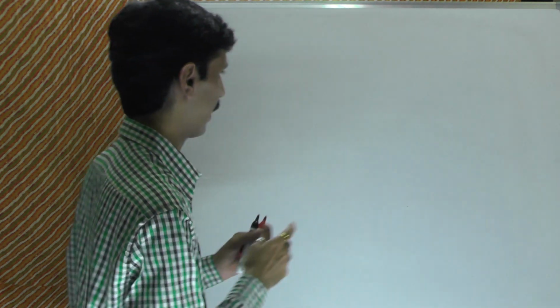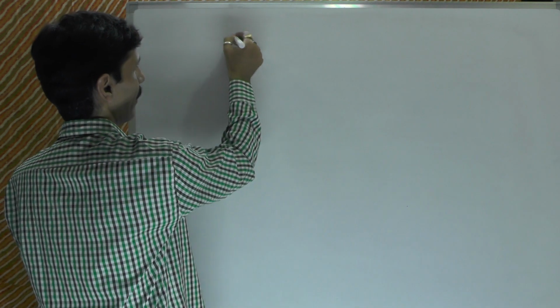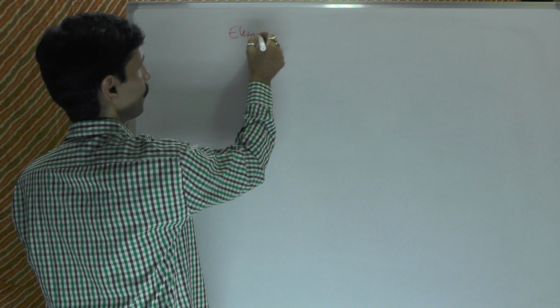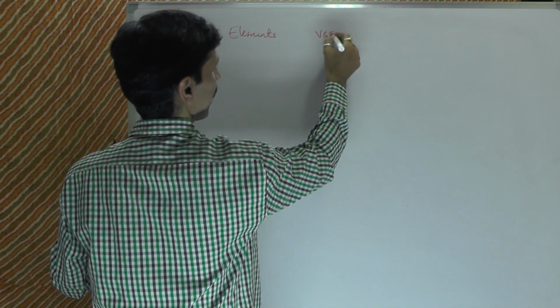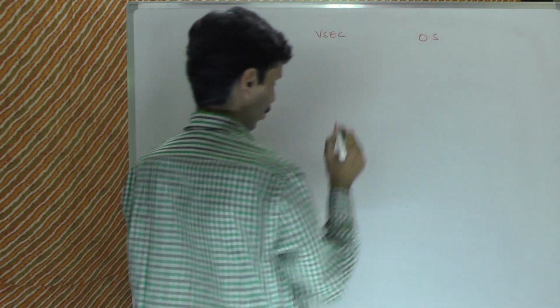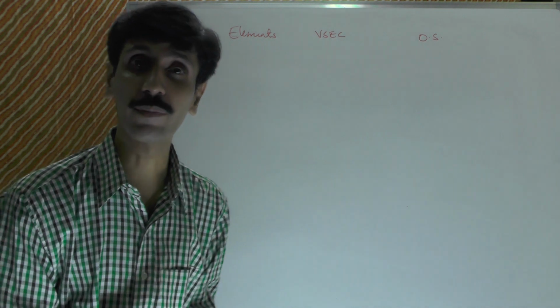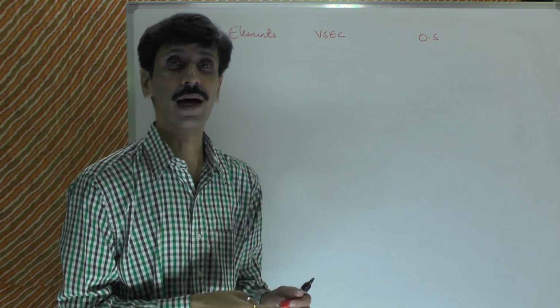So now have a look at this particular table. What are we going to consider in the table? First one is elements. Next is the valence shell electronic configuration, and the next column is OS. Friends, you must have guessed what OS means. Yes, it's oxidation state. Okay, so we begin.